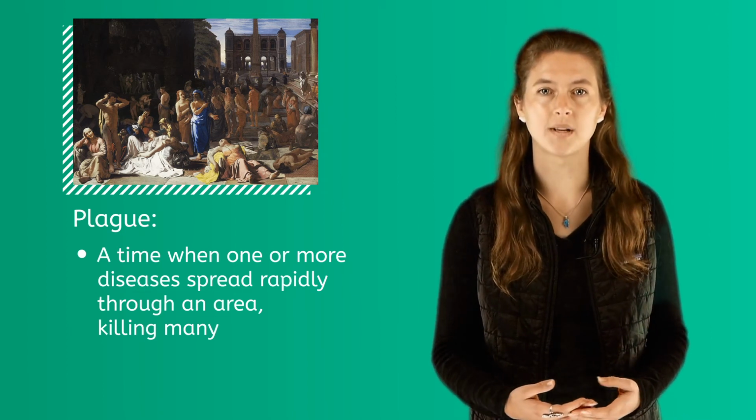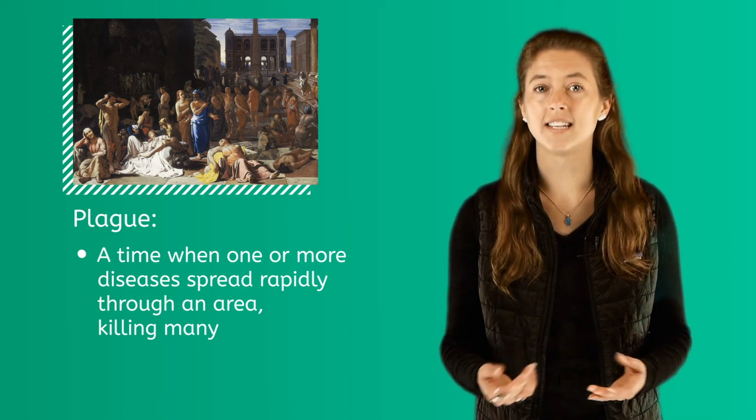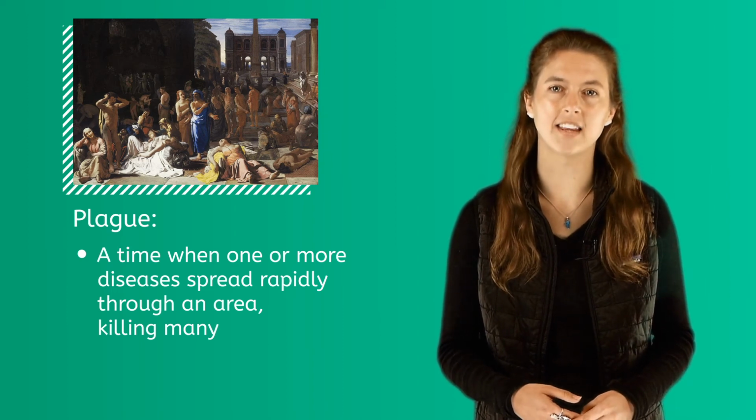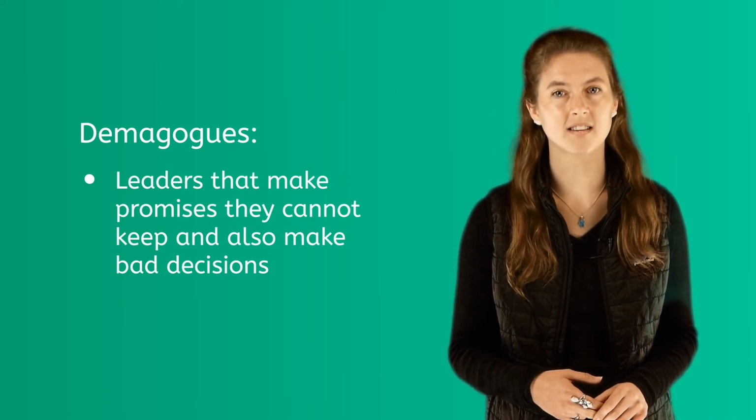Athens was very crowded because of the war. Farmers had moved into the city for protection. This eventually spread the plague even more, and 25% of the entire Athenian army died. Pericles also passed away, and the people of Athens were without a leader. Because they were desperate in times of war, the Athenian people chose people to lead them that turned out to be horrible leaders. These types of leaders are called demagogues. Demagogues make promises that they cannot keep and also make bad decisions.